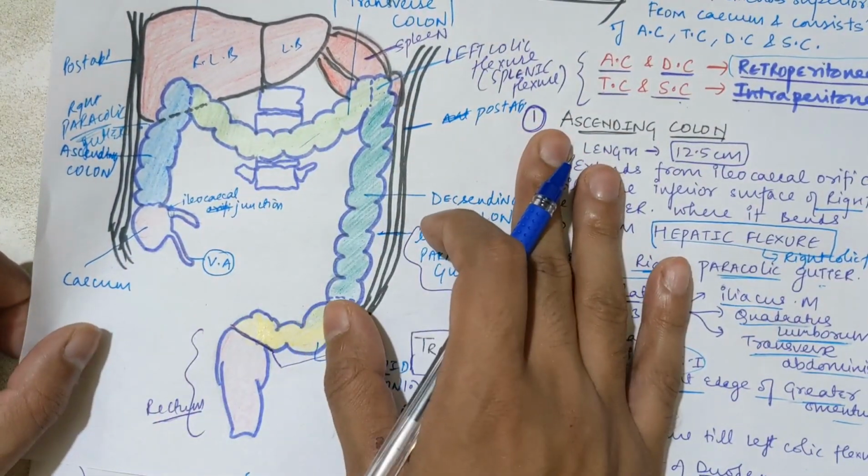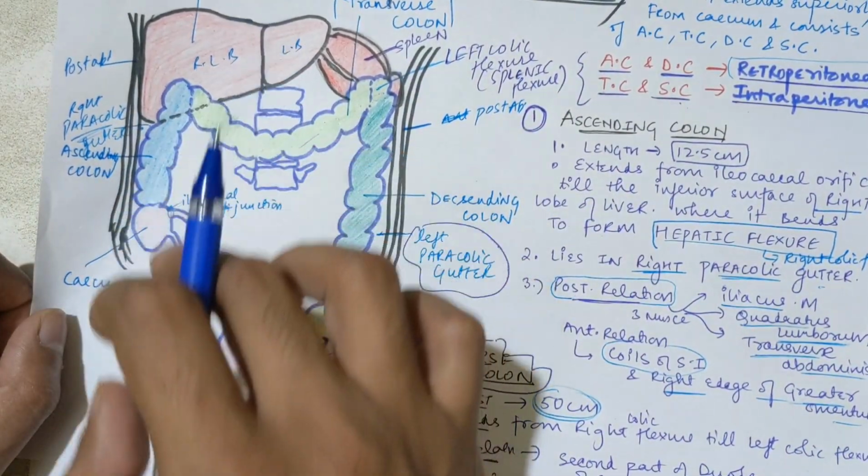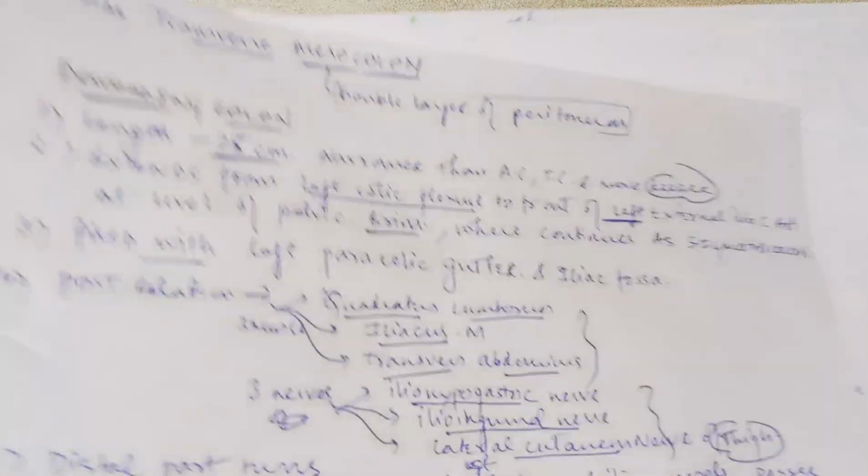This was actually your colon anatomy. Okay, in this we have discussed each part in detail: ascending colon, transverse colon, descending colon, and the sigmoid colon. Okay, so I think it is clear.